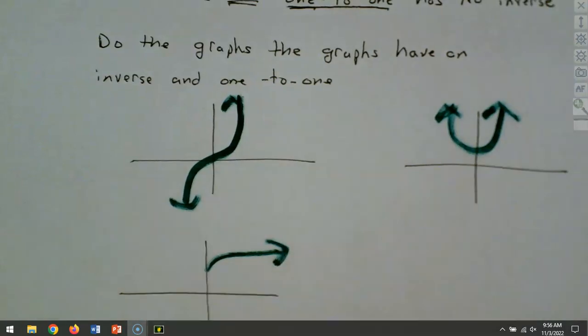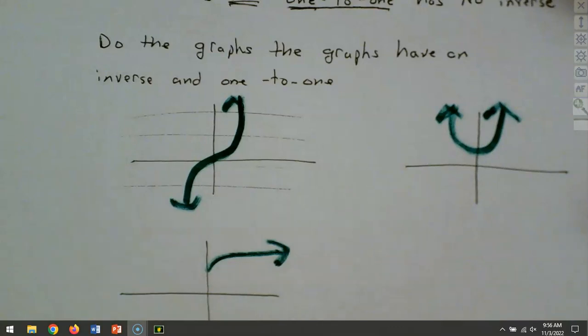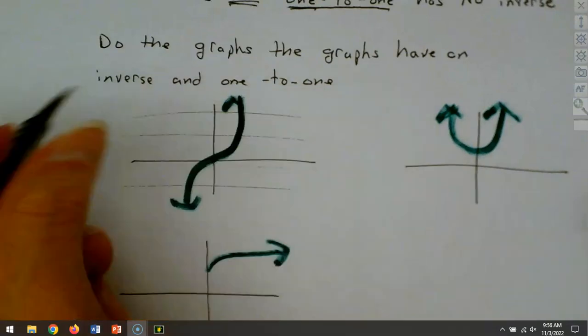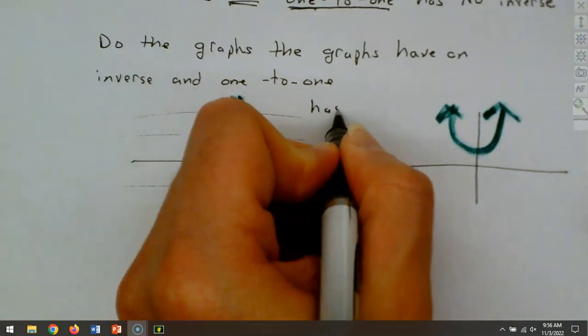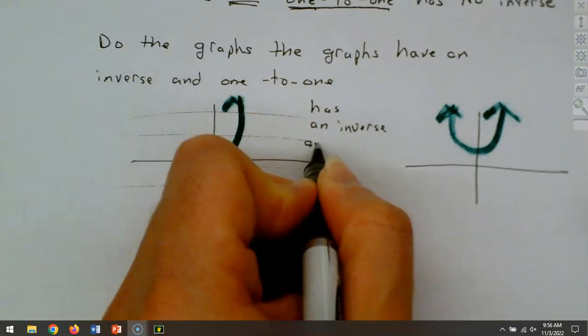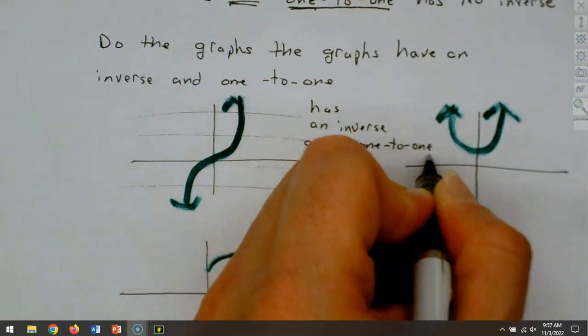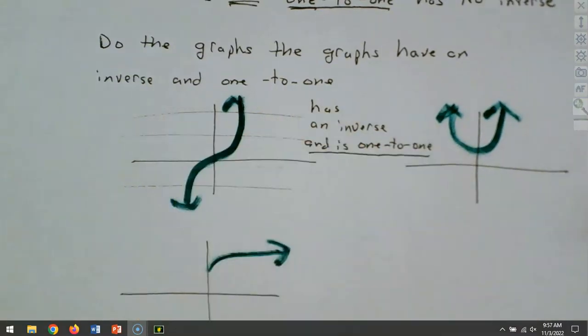Now, the first one, does it have an inverse? Yes or no? No. Sorry, it does, right? Why would this one have an inverse? If I draw my horizontal lines, does any horizontal line touch that graph at more than one place? No. That means it has an inverse and it's one-to-one. So that one has an inverse and it's one-to-one.